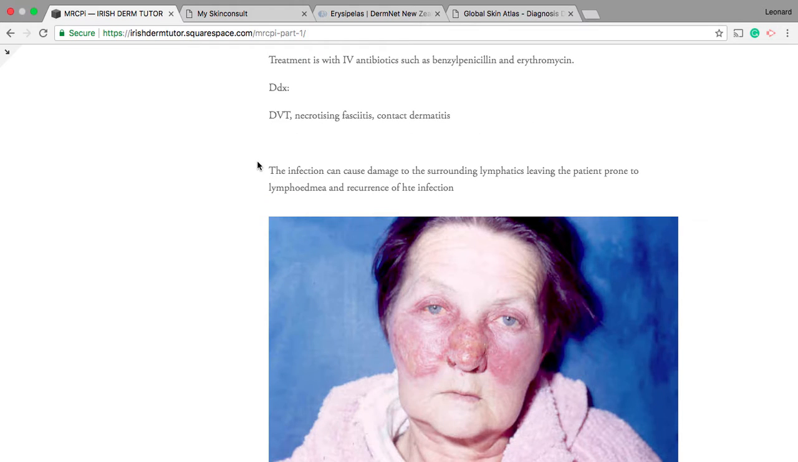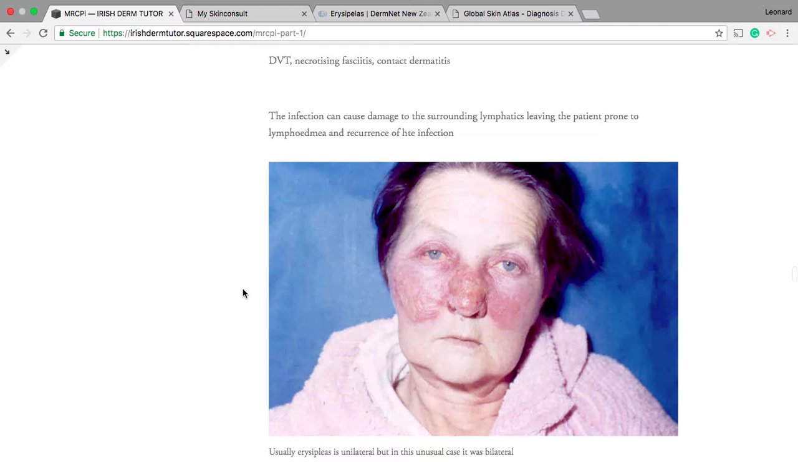So differential diagnosis, I suppose, if it's in the leg and it's red, indurated and angry looking, you need to think about a DVT, you need to think about necrotizing fasciitis, and you need to think about a contact dermatitis, whether it be irritant or allergic. Now, the infection can cause damage to the surrounding lymphatics, and this will leave the patient prone to lymphedema, and it will also leave them prone to recurrence of the infection.